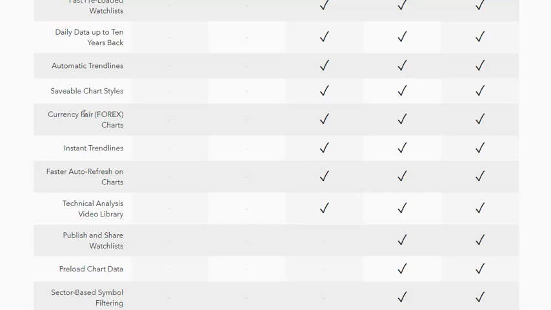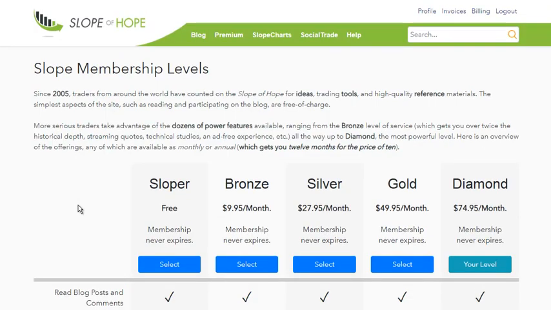Also Forex charts, that is currency pairs. You can save chart styles. The refresh rate is faster on the charts. And you get access to the technical analysis video library. So silver, I would think, would be an appropriate membership for a fairly serious swing trader who really doesn't have any interest in some of the features that gold gets, or my ideas, because the big deal with gold is you get exclusive posts with my ideas.